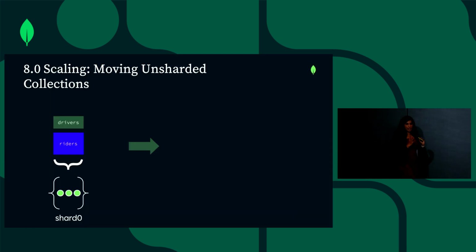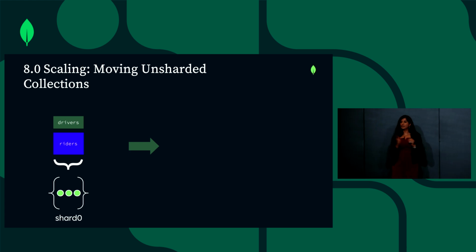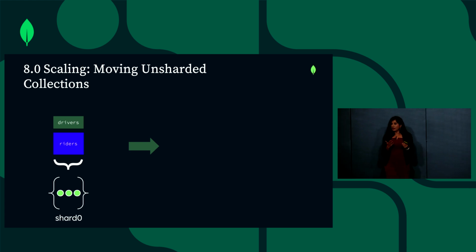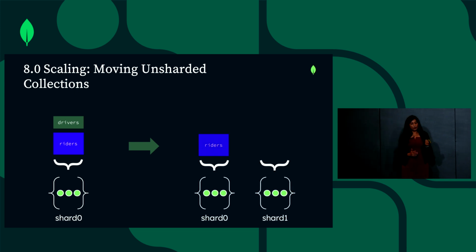So you have drivers and riders. We'll continue with the same example on shard 0. And you notice that, hey, riders are growing, drivers will also eventually grow. So I can shard them, but I'll have to go through the work of finding a good shard key and managing the overhead of sharding. So instead, wouldn't it be cool if you just were able to move riders on its own shard, for example, or drivers on its own shard? Because you're ready to pay for another machine, you don't want to partition your data just yet. So in 8.0, that's possible.